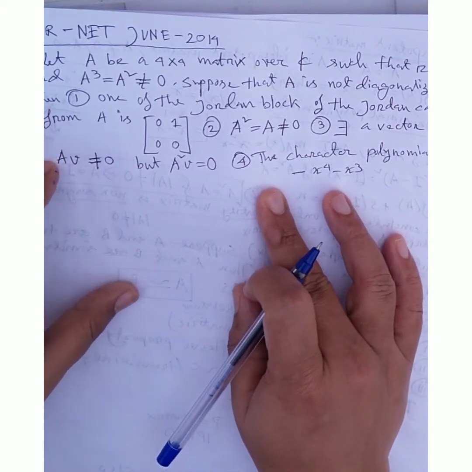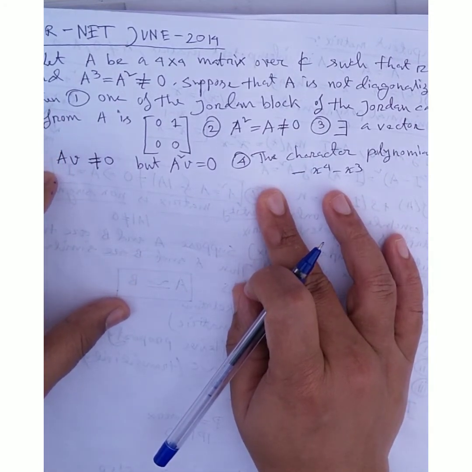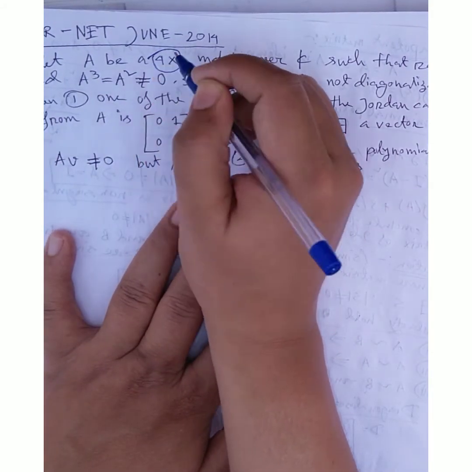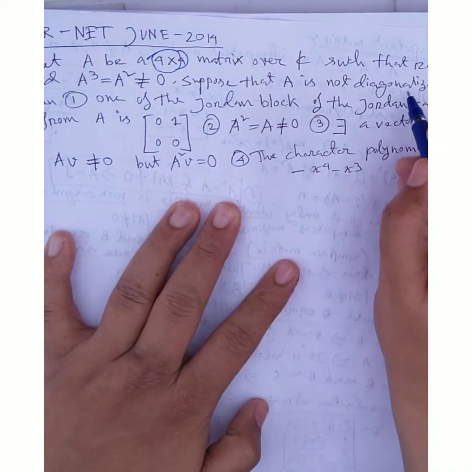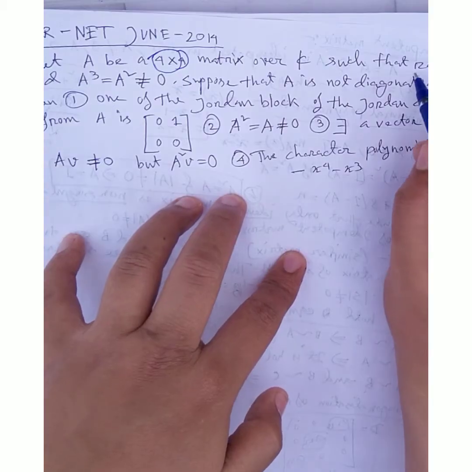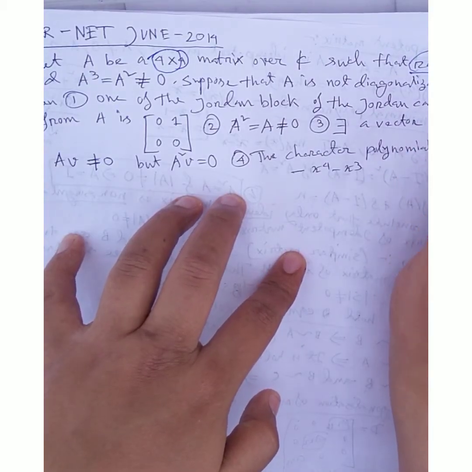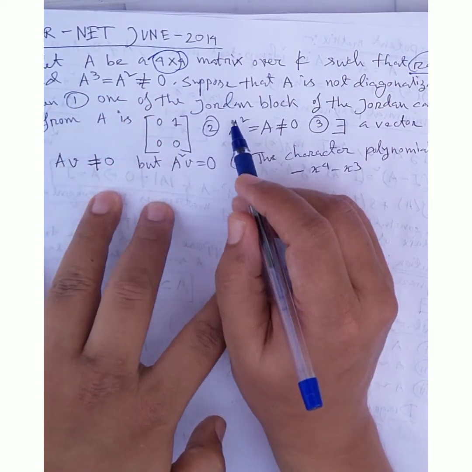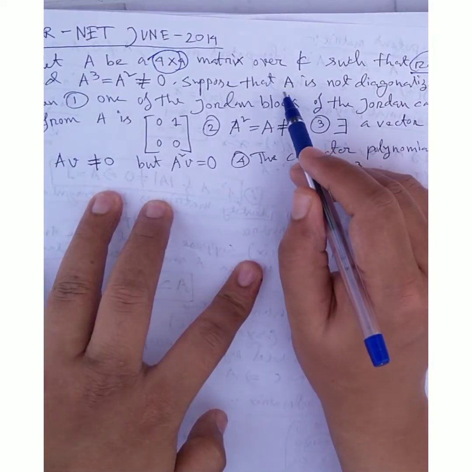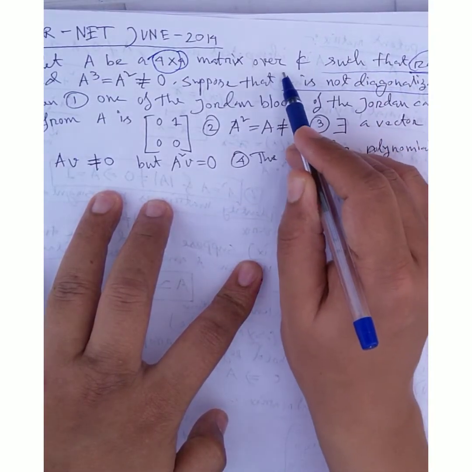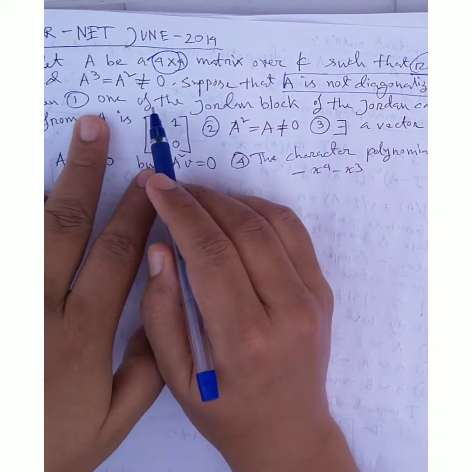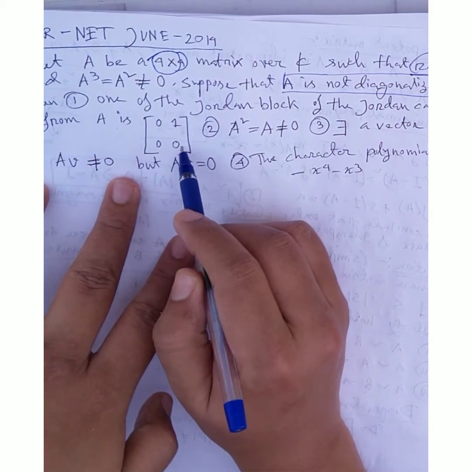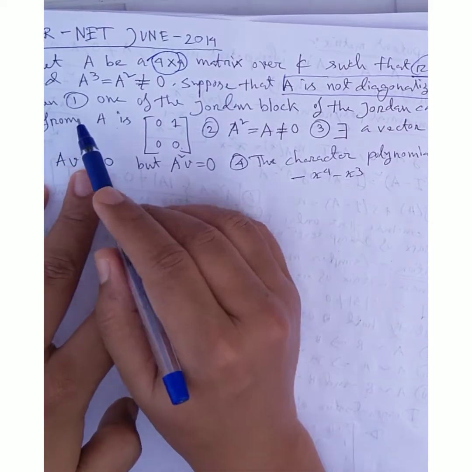Let A be a 4 cross 4 matrix over C such that rank of A equals 2. This is a 4 cross 4 matrix, friends, and this is very important information. And rank of A is equal to 2, also very important. After that, A cube is equal to A square does not equal 0. Suppose that A is not diagonalizable. It is also very important information. A is not diagonalizable. One of the Jordan blocks of the Jordan canonical form of A is 0, 0, 1.